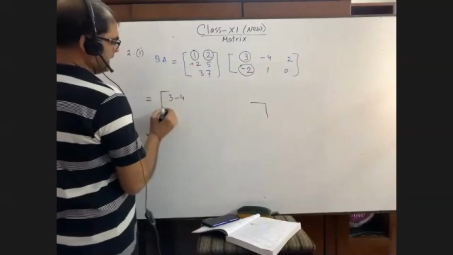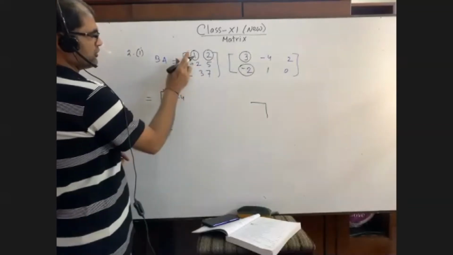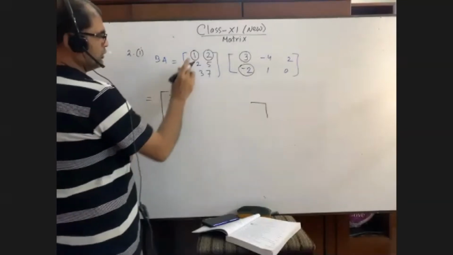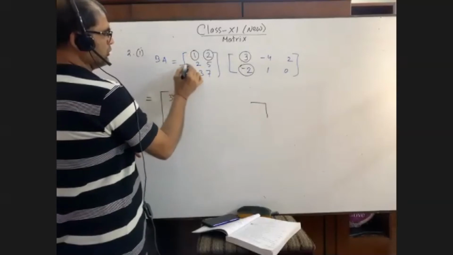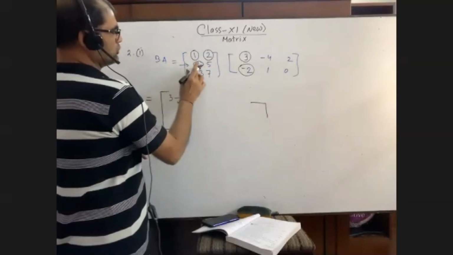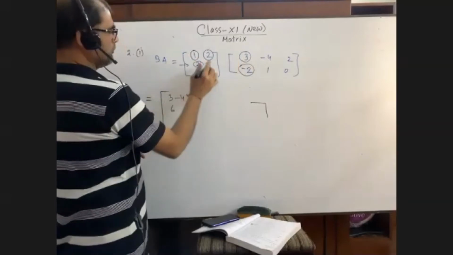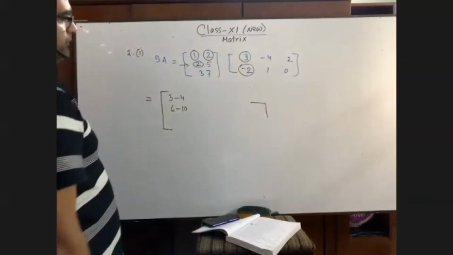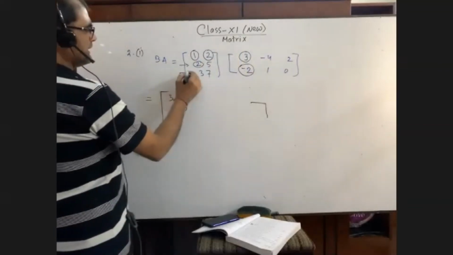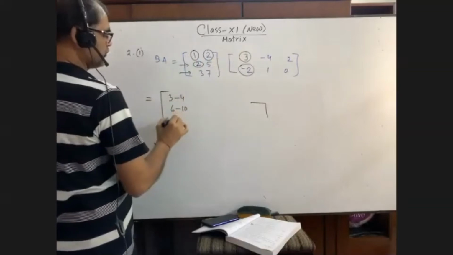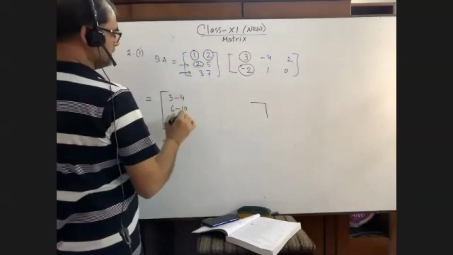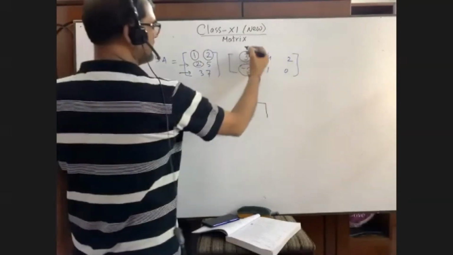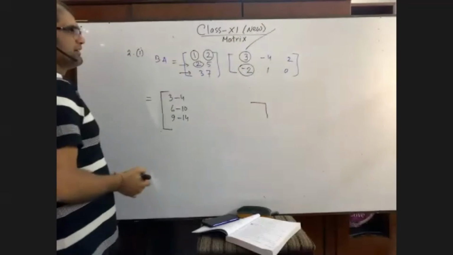This part means what? Here is the second row. This is the first row. This is the second row. So this is the first row, and we are going to do the second row. This is 2. So 2 into 3, that is 6. 5 into minus 2, that is minus 10. Now go to the third row. 3 into 3 equals 9. 7 into minus 2, that is minus 14. We have done the functioning of the first column of the matrix A.